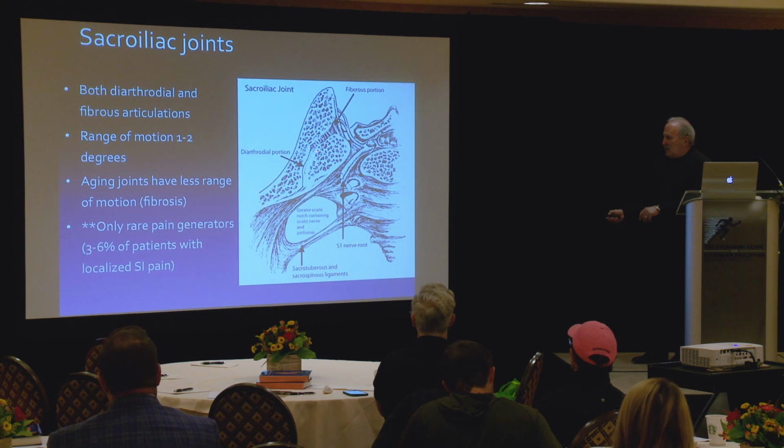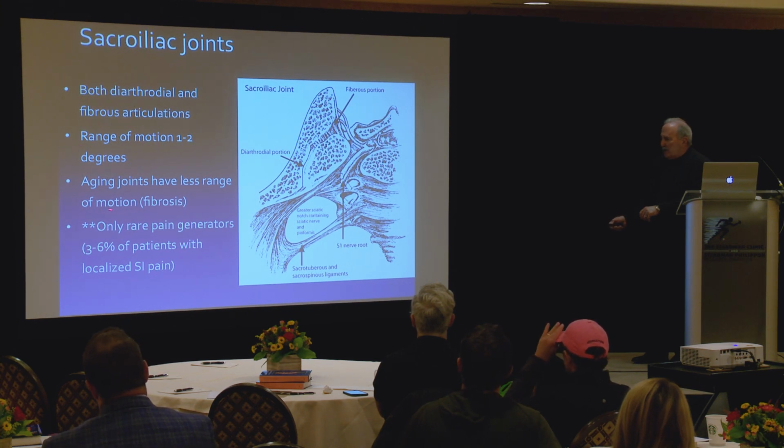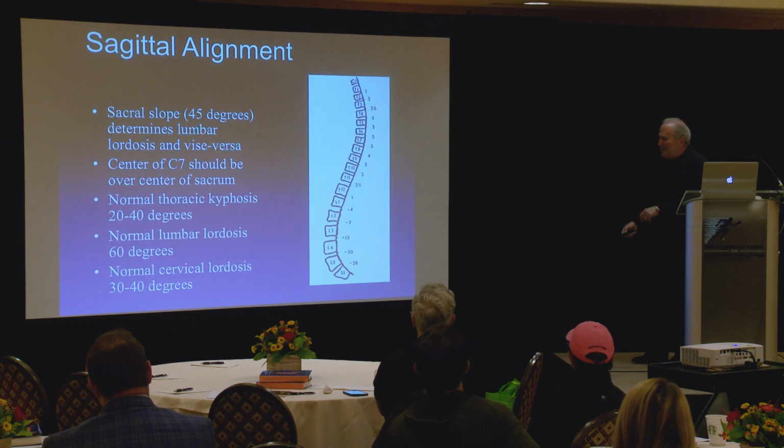Sacroiliac joint, as we talked about, is diarthrodial with a fibrous portion. Range of motion of this joint is only 1 to 2 degrees. Aging joints have less range of motion. Only rare pain generators. We'll talk about how to diagnose this. This is actually a hot, controversial topic right now that we'll see.